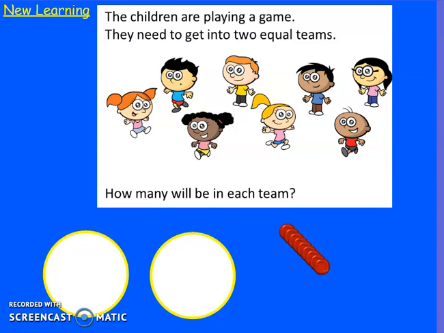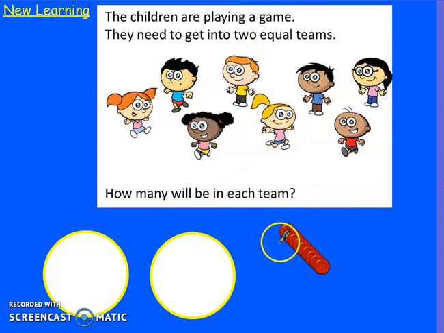Today's new learning will involve us dividing numbers and amounts into equal groups, mainly dividing by 2. Let's have a look at this question together. The children are playing a game. They need to go into 2 equal teams. How many will they each be in?